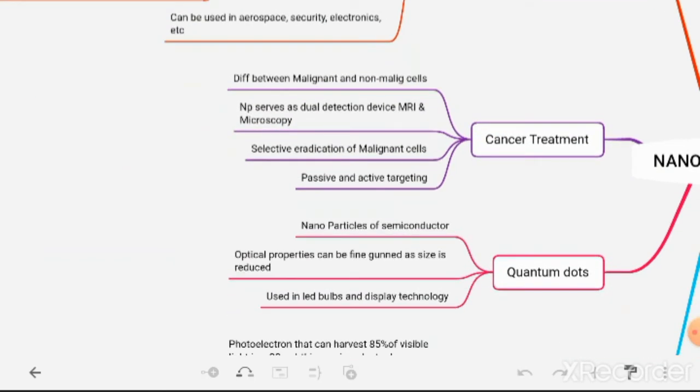For cancer treatment, how can nanotechnology be beneficial? There are two types of tissues, malignant and non-malignant. Malignant tissues are those which are increasing rapidly. Non-malignant ones are not increasing in size; it's constant, not a problem right now. So it can differentiate between malignant and non-malignant tissues. It can serve as dual detection, meaning MRI and microscopy. It can also do selective eradication: because it's very small, it can selectively eradicate the malignant tissue in a precise way. That can be done.